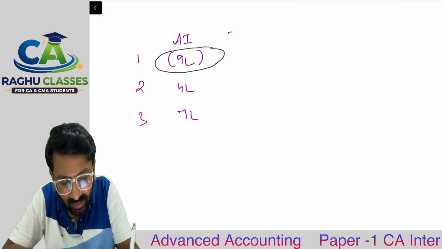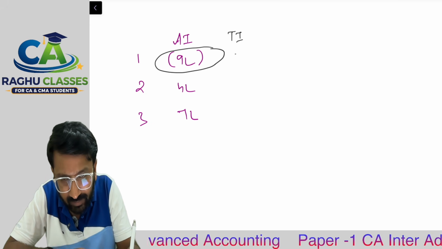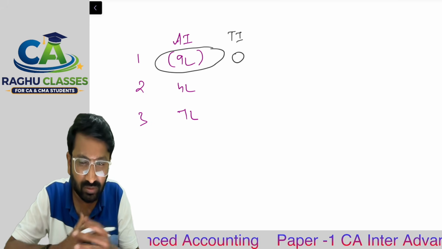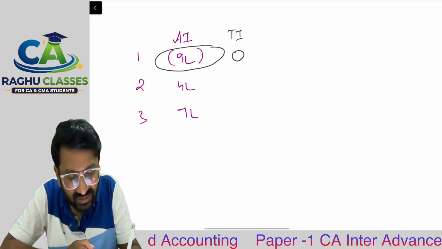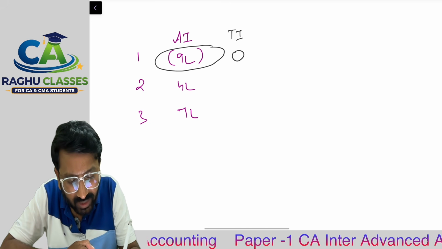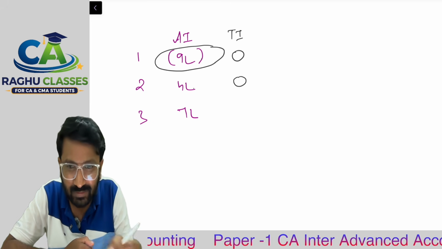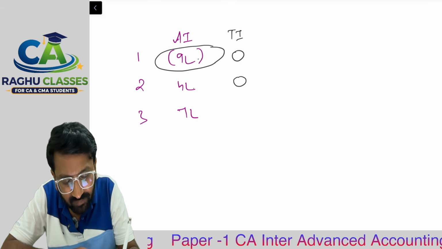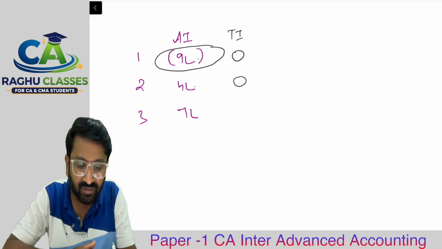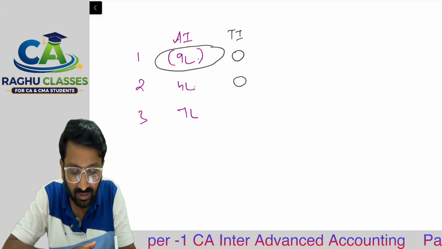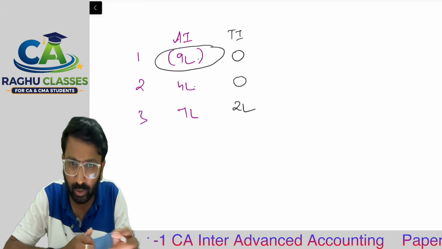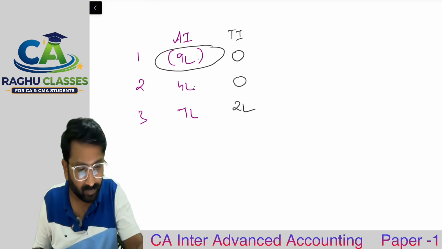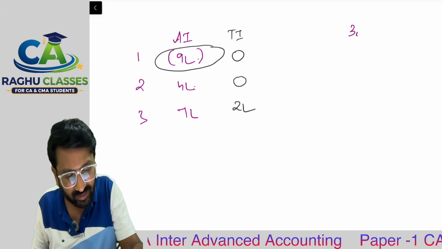That way, my first year taxable income will be 0 since we made a loss. In the second year, out of the 9 lakh, 4 lakhs is going to be set off. So again, taxable income is 0. In the third year, out of 9 lakhs, since 4 lakhs is already set off, the remaining 5 is going to be set off. So your taxable income is going to be 2 lakh, correct? Now, let's say the tax rate is 30%.